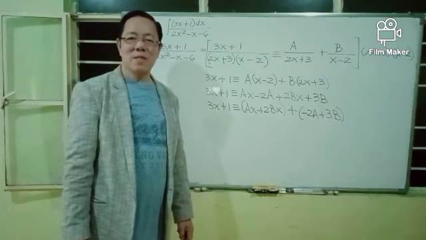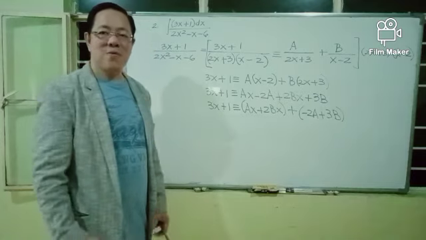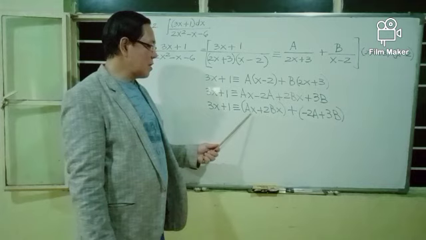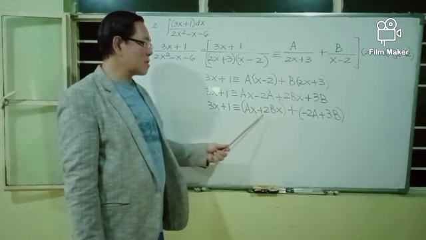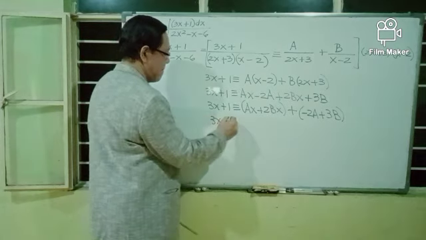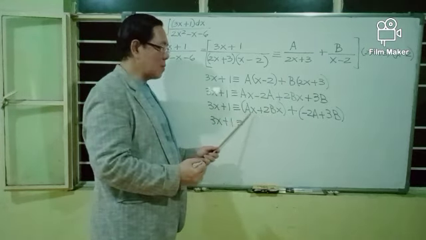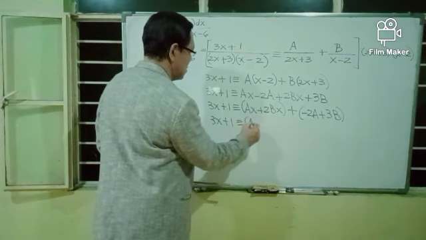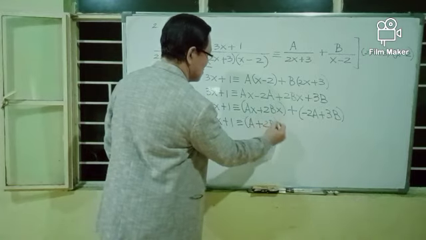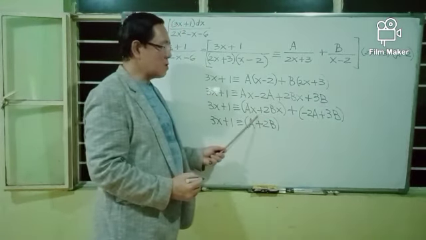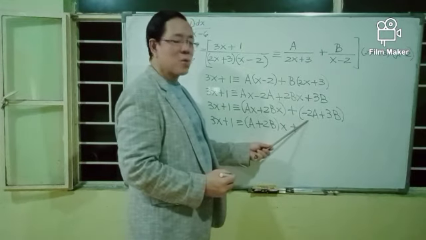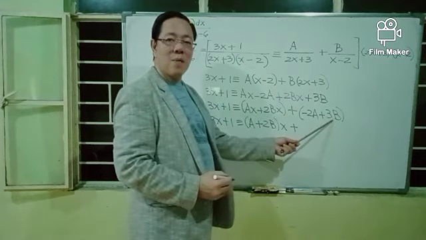After collecting the like terms into one group, factor out the common factor in the group of like terms. Like in the first group, we have ax plus 2bx. The common factor is x. Both terms have x, so factor out x from ax and 2bx. The left-hand side is the same, we have 3x plus 1. If you factor out x from ax, what is left is a. Plus, factor out x from 2bx, what is left is 2b. And multiply this by the common factor x, plus the constant term. Minus 2a is a constant, plus 3b is a constant. Thus, the sum of these constants is a constant.